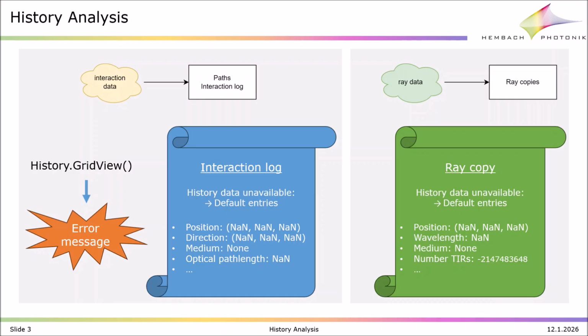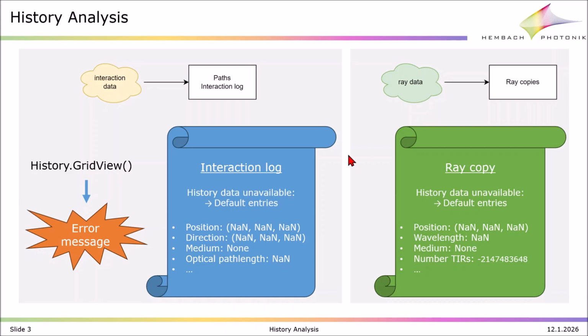Let us finally discuss what happens if we set up the history detector to collect only a part of the available interaction and ray data. Remember that the interaction data is used in post-processing to generate the paths and the interaction logs. If we query the paths, for example with the command history.gridView, although the recording of paths has not been enabled in the history settings, we will simply get an error message telling us that this operation is not possible.